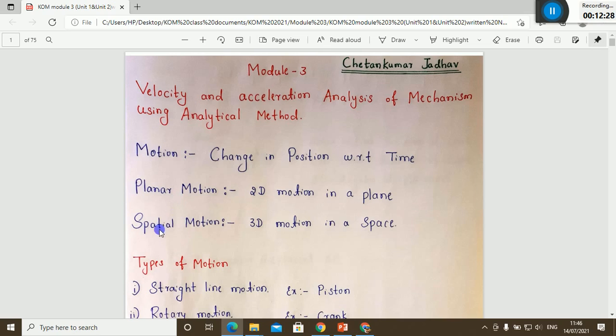And one more motion is a spatial motion. If any object is moving in a space along X, along Y, along Z direction, that comes under spatial motion.